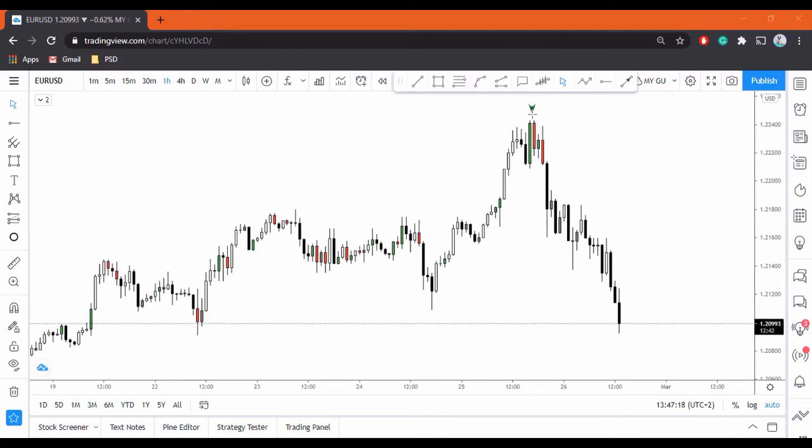So we got the bearish candle, right? You see this bullish candle, the bullish candle that came after that? Now this candle was telling us that price might actually push higher, right?